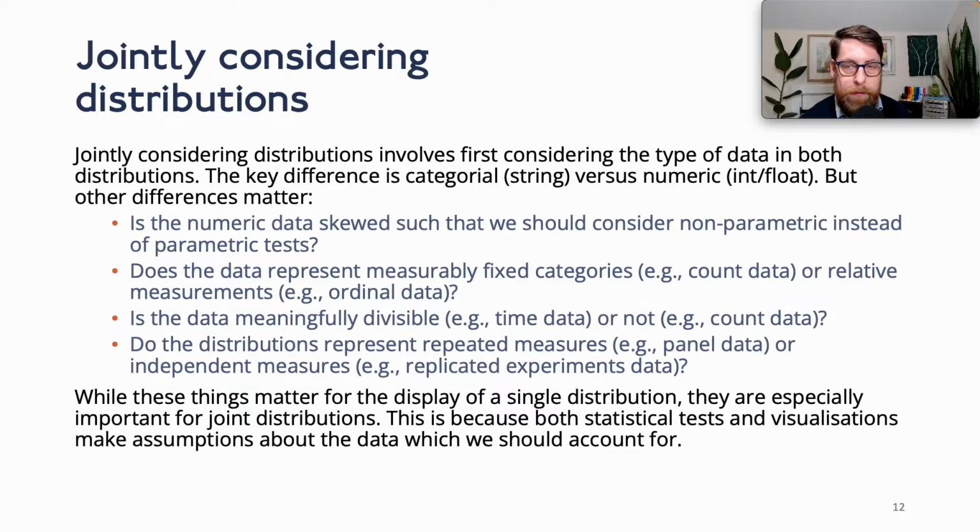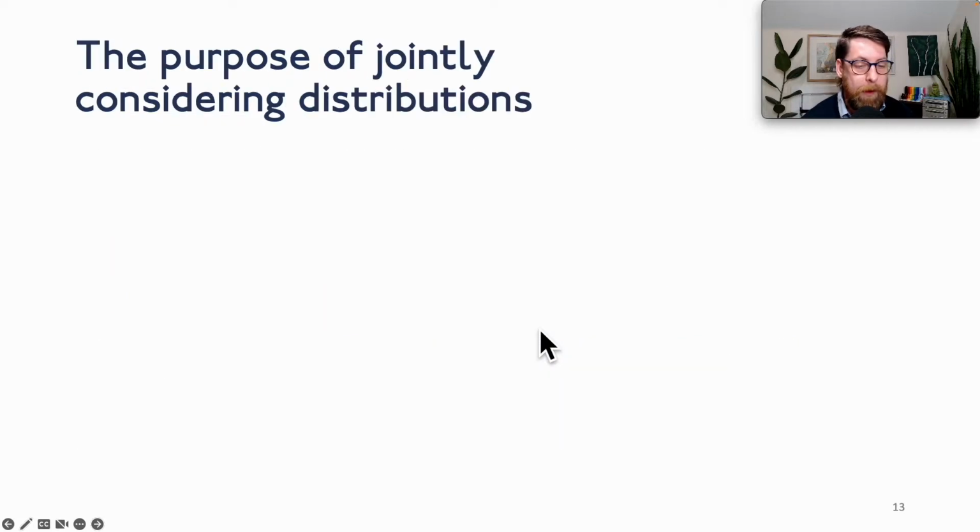Okay, while these things can often matter for the display of a single distribution, they're especially important for joint distributions because the tests will make assumptions based on these things. If you have repeated measures, it's a different t-test than independent measures. If you have count data that you can't divide versus that you can, that will make a difference to the test. Oftentimes, if you forget the test itself, you can look up based on the specifics of your data, and people will advise in various books and online which test is entailed by the shape of your data.